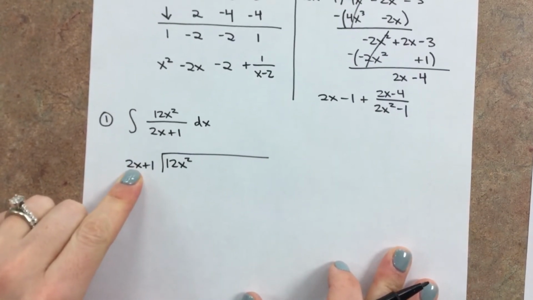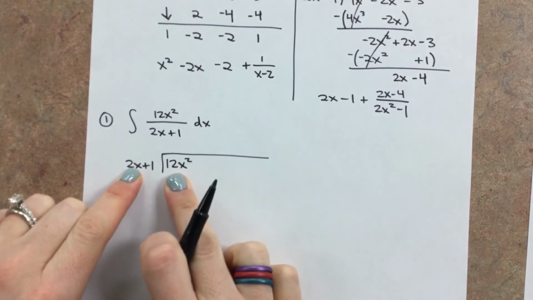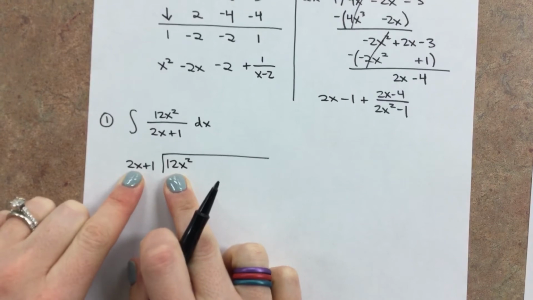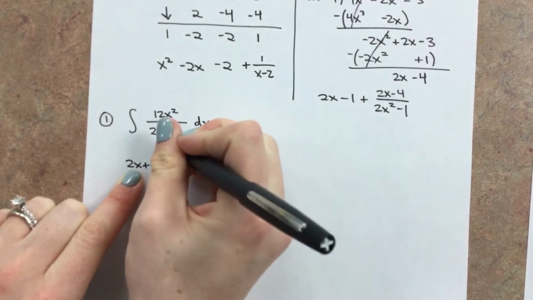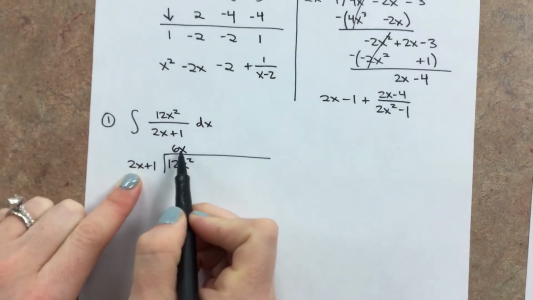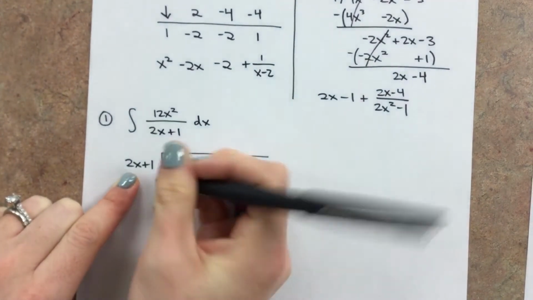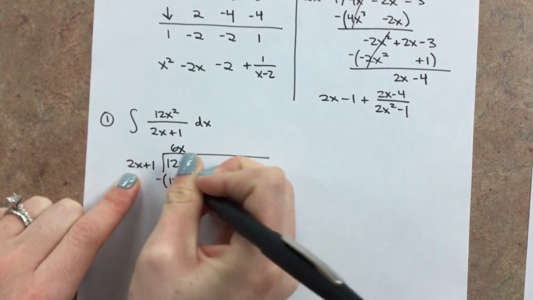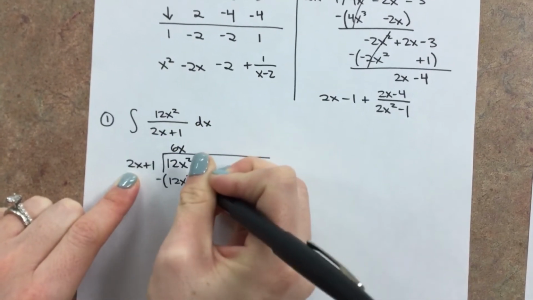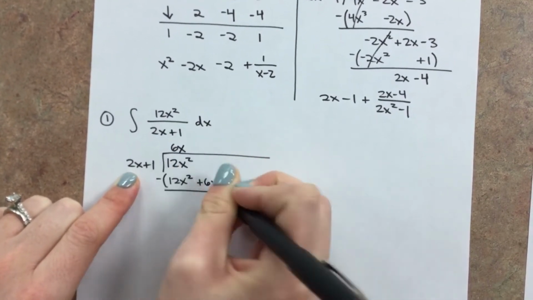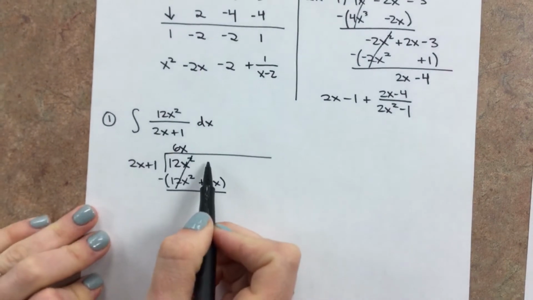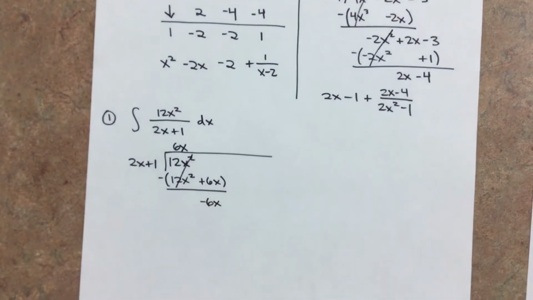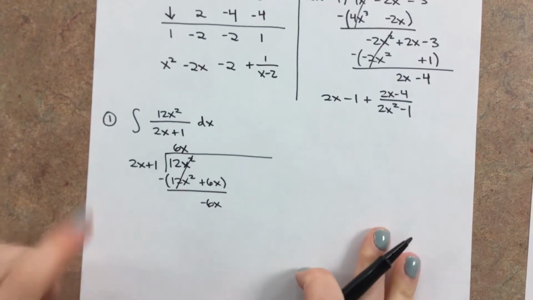We look just at this piece right here. We divide it into this. So 2x divided into this, meaning 2x times what gives me this, and that would be a 6x. So I take this 6x, multiply it by this binomial, and subtract. So 6x times 2x is a 12x squared. 6x times 1 is a 6x. And I subtract. So I have nothing and then minus a 6x. That's a -6x. And nothing to bring down. So I just go into my next round.